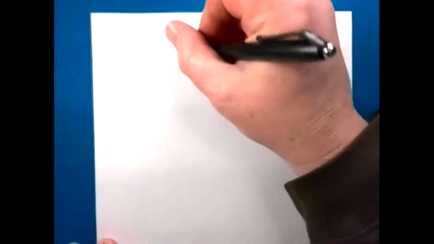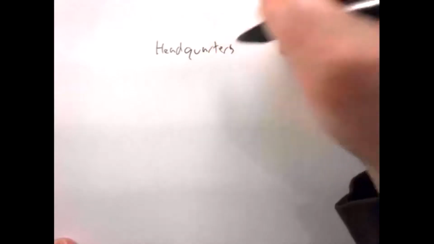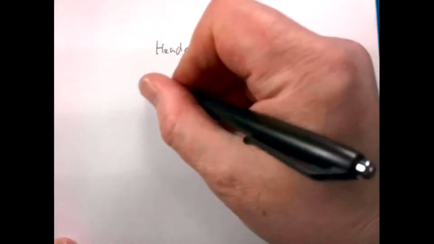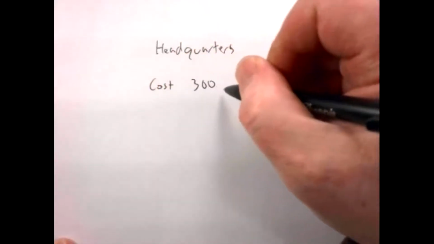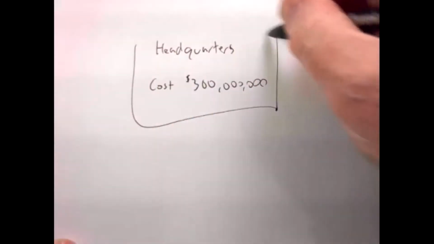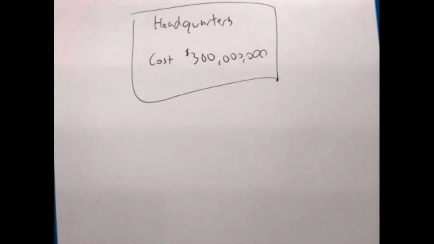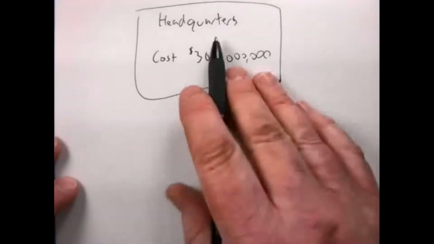So it's like this. This is what we're talking about when we talk about allocated costs. Let's say we have a headquarters, and the headquarters has a cost of $300 million to run it. Now headquarters, that's usually where they have the president and vice president and accounting people and all that kind of stuff. They'll all be in the headquarters.